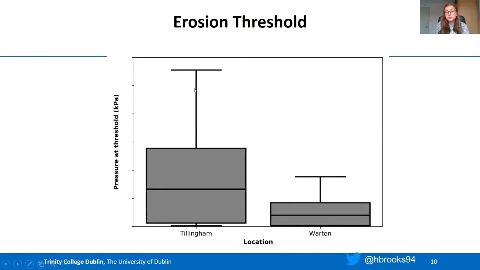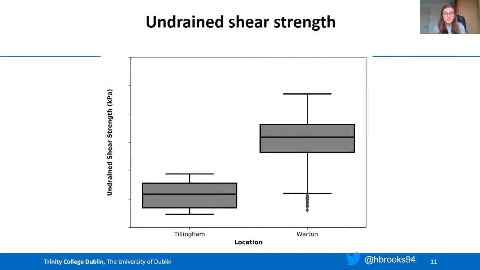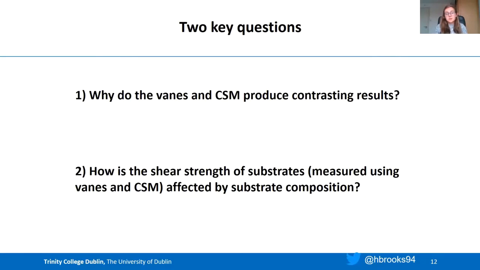For the erosion threshold, we can see that it was much higher at Tillingham than at Wharton, and it was more variable at Tillingham as well. Now, this is really interesting because this actually contrasted with the results we got from the shear vane data. When we move on to the shear vane data, we can see that the undrained shear strength at Wharton was much higher than it was at Tillingham. So we started to think about some key questions that these results were showing. We were wondering why the vane and the CSM produce contrasting results, and also how the shear strength of the substrates, as measured using both of these methods, might be affected by substrate composition.